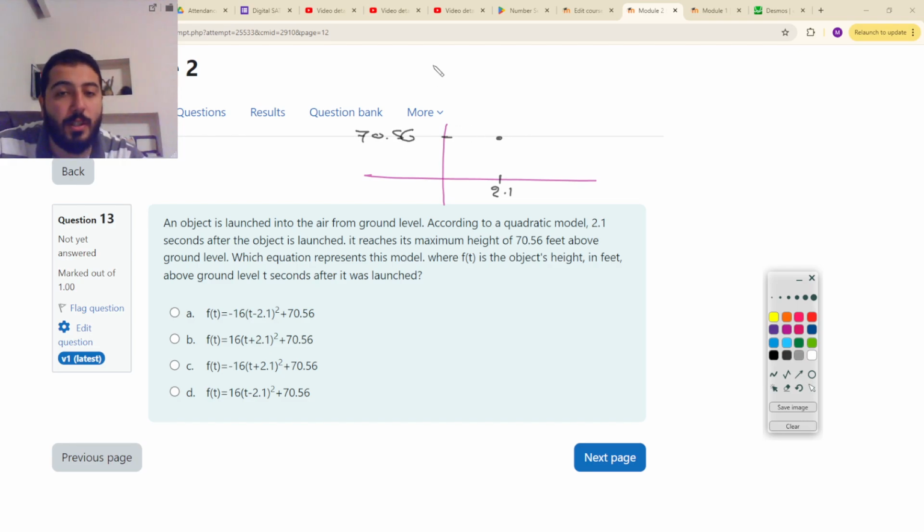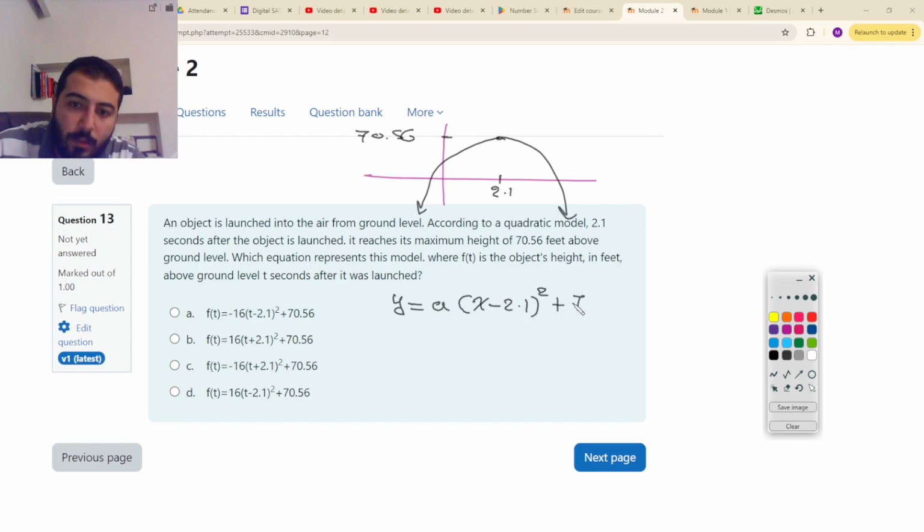So now we have the vertex. And when he says maximum, we know that this parabola is looking downward. So we have y equals a times x minus 2.1 to the power 2 plus 70.56. So we are searching for another value to get a. This is the vertex form. Here is the h and here is the k. Which equation represents this model of the object? Oh, here is another piece of information.